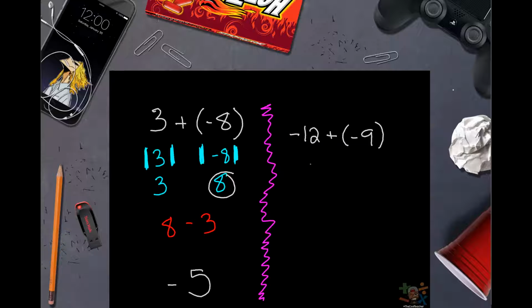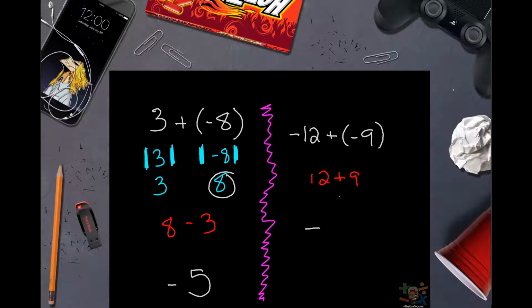Now this is actually going to be a whole lot easier than what you think. Over here my signs were different. Over here my signs are the same. Here's a quick tip. If the signs are the same, you keep them the same. This is a negative, this is a negative. My answer is going to be negative. And then from there, all I would do is add them together. Why would I add them? I'm adding them because my signs are the same. So I'm just going to simply add 12 plus 9.